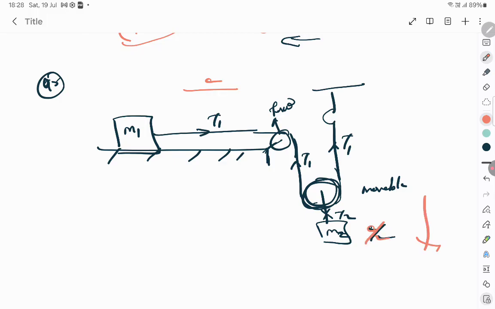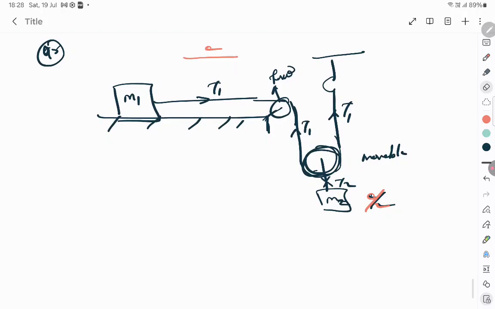This doesn't come down as much as this goes left, because the pulley is there and there are two ropes. So therefore you understand this is a and this is a by 2, the respective accelerations. That's the first step you need to write.